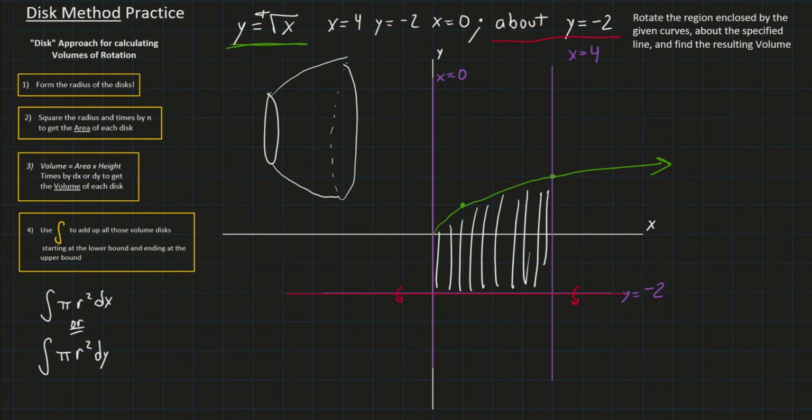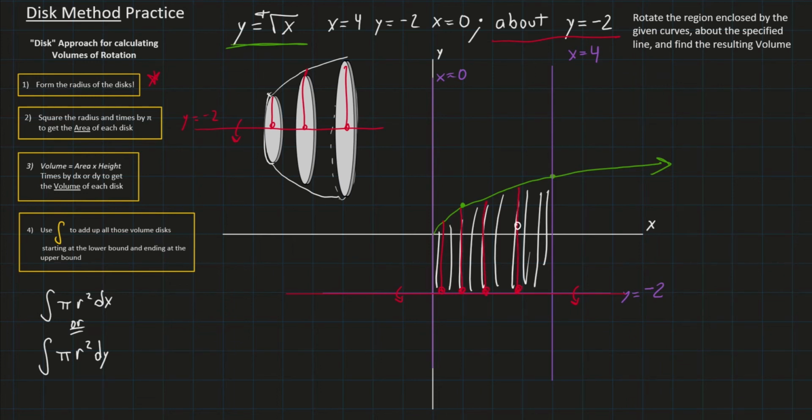Something like that. Alright. So let's envision those disks. Alright, I see the disks, and here's my y is equal to negative 2 line. I'm rotating that area about it. So let's get to finding those radii. So I locate them on my shape. And here is where they would be on my main graph.